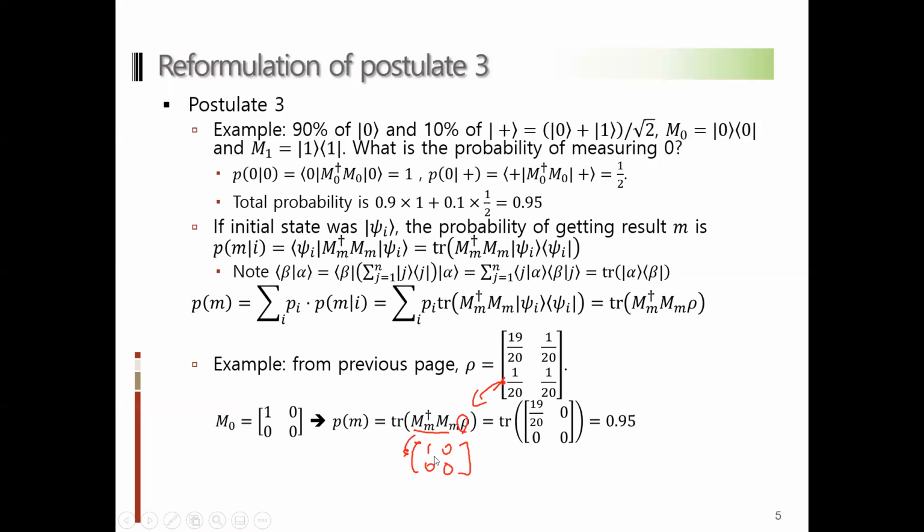If you multiply this matrix on here, you will be left with only this term because all the other terms are 0. The trace corresponds to the summation of all the diagonal terms. So if only this term is non-zero, this will be just the total probability, which was already obtained here. So we can confirm that this formula is a generalized form of calculating the total probability.